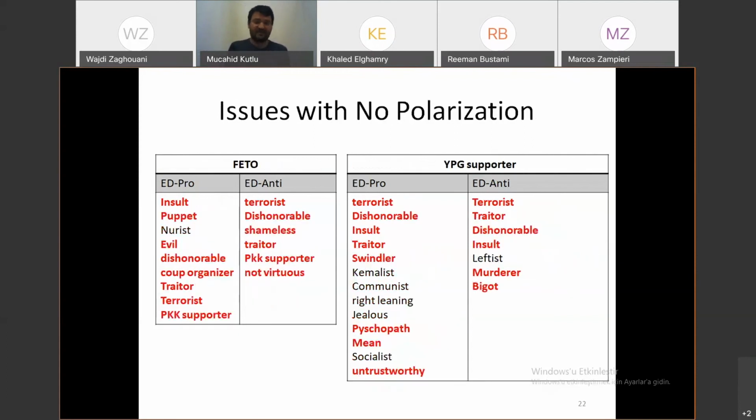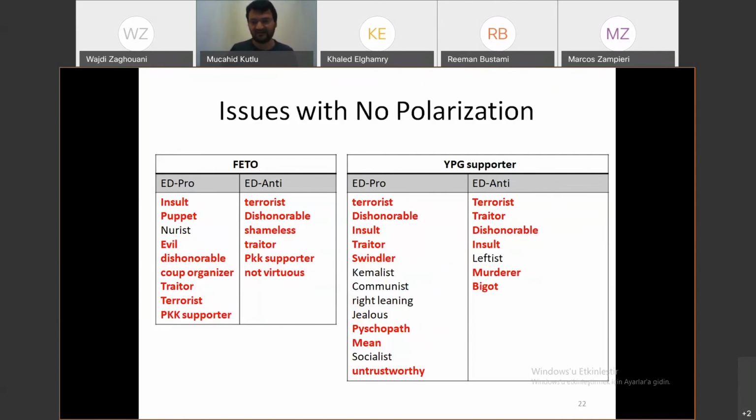And the good thing with this approach, and actually this is why I like it, is that we can do topic-specific polarization analysis. For example, we can give any name and check it. FETÖ is the group that is considered to be behind the coup attempt in 2016 in Turkey. As you can see, both the pro and anti-Erdogan groups are all using adjectives with negative sentiments. So they're pretty unified in this.